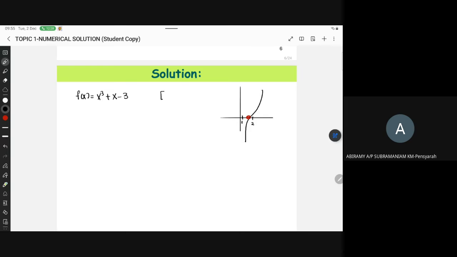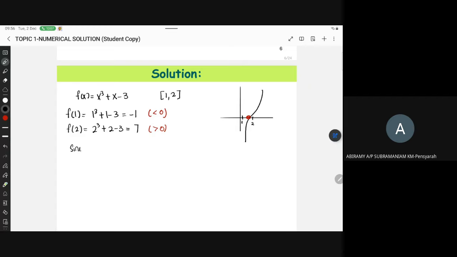Since the given interval is 1 until 2, we are going to substitute f(1) into the given equation. 1 cubed plus 1 minus 3 will give us negative 1. We need to state whether it is less than 0 or greater than 0. Next, we are going to try f(2): 2 cubed plus 2 minus 3. We will be getting 7, which is greater than 0. So note that we have a change of sign. One is less than 0, one is greater than 0.